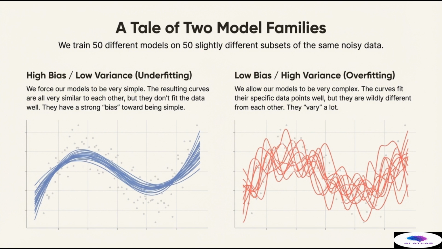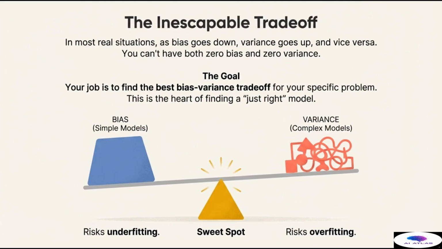On the right, we have the low bias/high variance overfitting family. We allowed these models to be extremely complex, using high-degree polynomials or deep networks. Each curve contorts itself perfectly to fit its specific data points. They have low bias because they accurately map the training data. However, the curves are wildly different from one another. They vary a lot. A small change in the training data leads to a drastically different resulting curve. This high variance means the model, while accurate on its training set, is wildly unstable and unreliable when encountering new data.